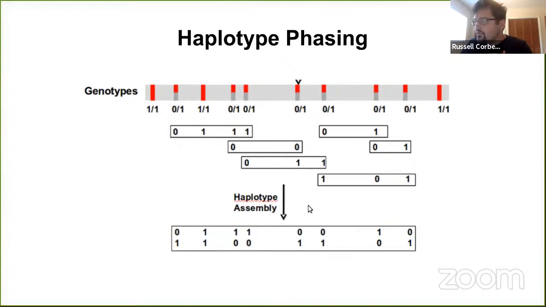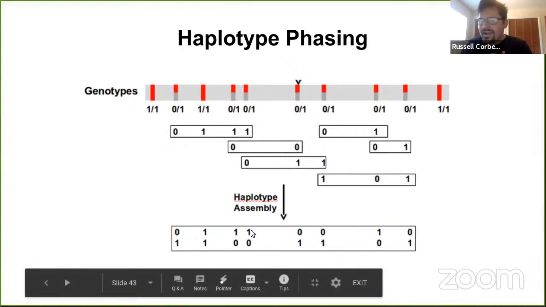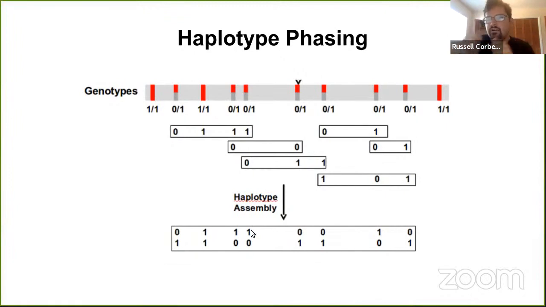But if we use all of those and we come down here, you can see that we can actually tease apart these two. So instead of having these diploid genotypes where 0 and 1 could be on either chromosome, we figure out that they are on either the maternal or paternal chromosome by teasing them apart.